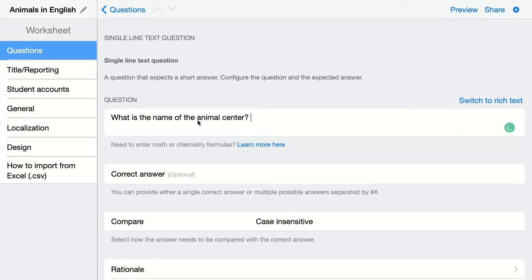My question is, what is the name of the animal center? And I'm going to give the correct answer. So BookWidgets knows if the student adds this exact answer, it will be correct. My correct answer is the Wildlife and Rescue Ambulance Service.